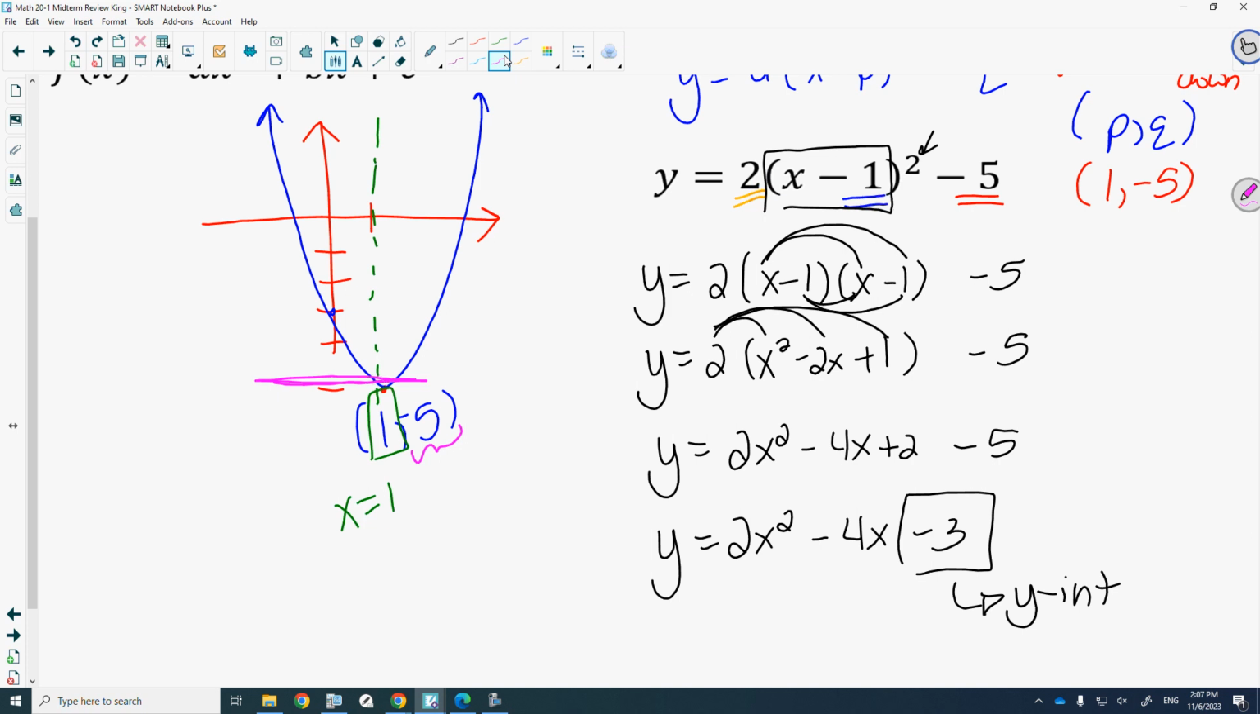So the range of this function would be the smallest y value is -5 and it goes to infinity. Or the range in set builder would be y is such that y is greater than or equal to -5, y an element of the real numbers. Okay, but that is going from expanded to general form.